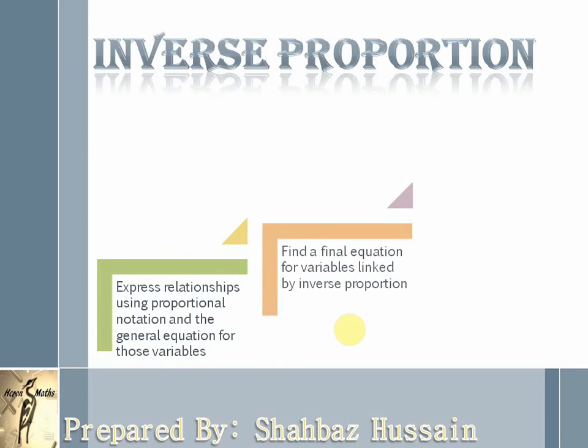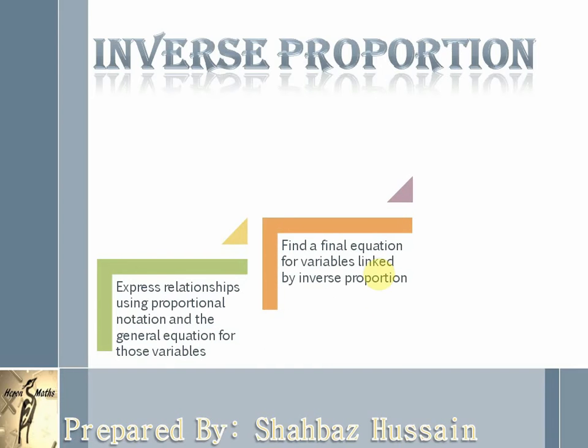And the second step is to find a final equation for variables linked by inverse proportion. This step means that we have to find the value of k, then write the equation again to link both the variables, whatever the variables are: x, y, a, b, c, d, and all that. So, find an equation for variables linked by inverse proportion. In previous lessons you studied how to find the value of k, how to link the two variables, and how to write the equation.